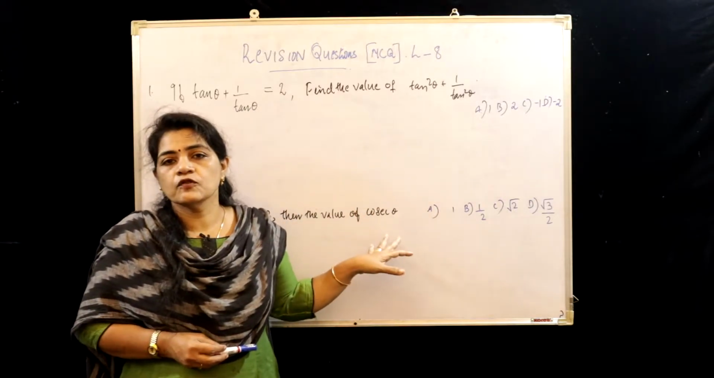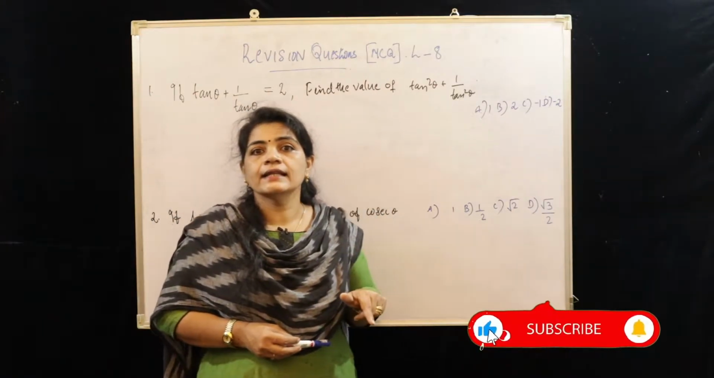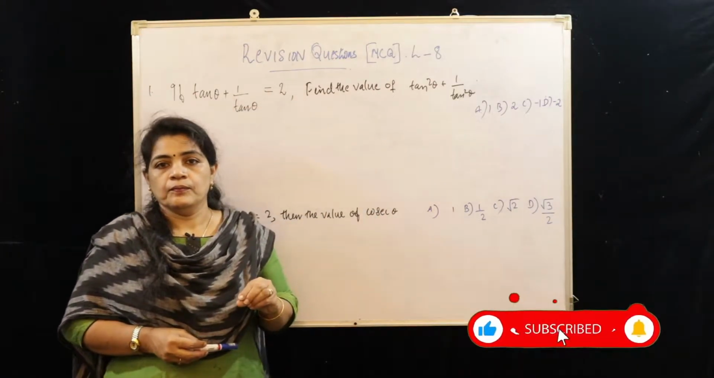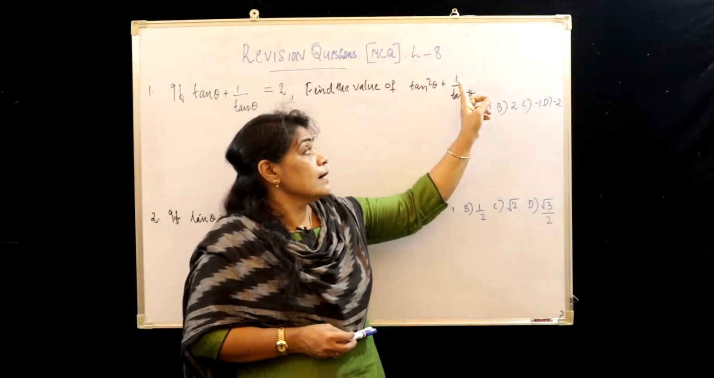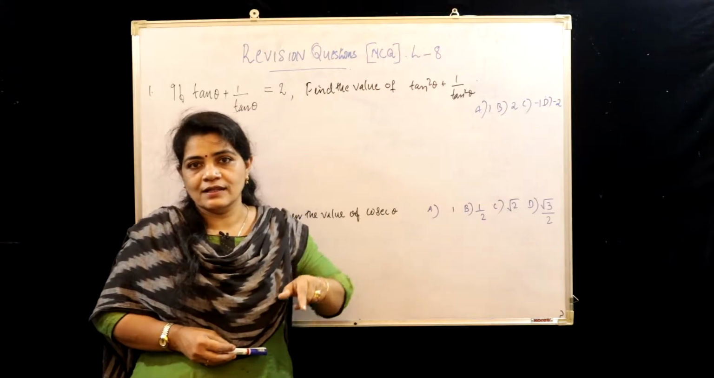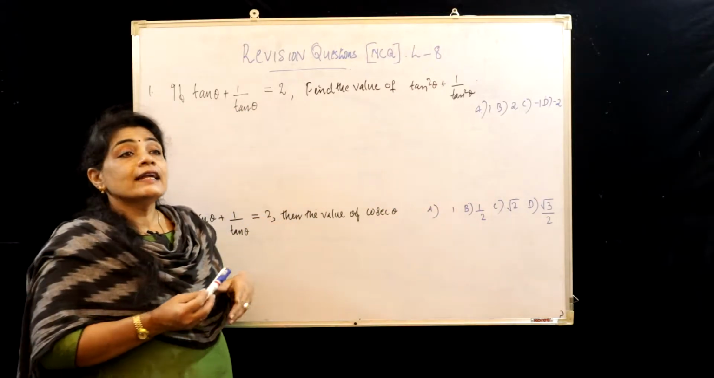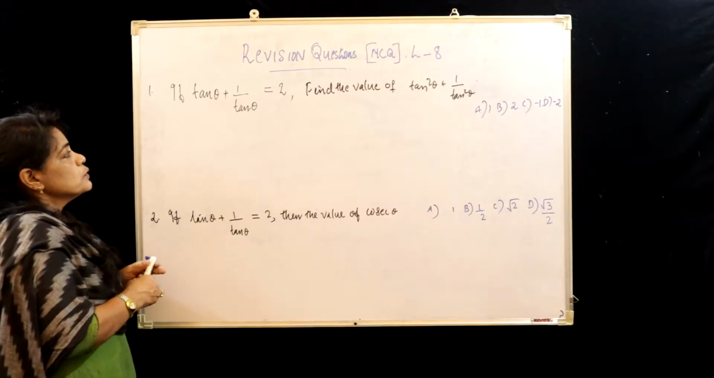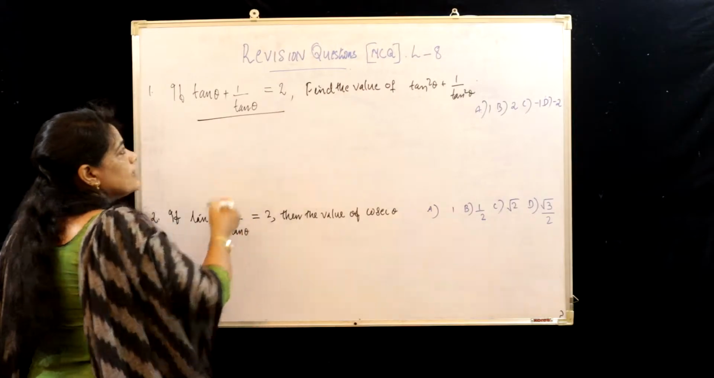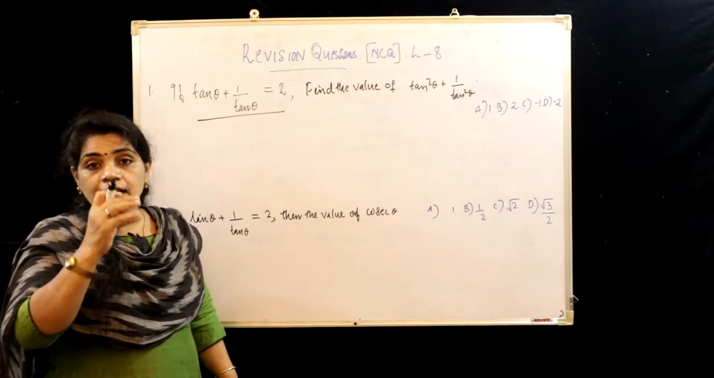Let us move to the first question: if tan theta plus 1 by tan theta equals 2, then what is the value of tan square theta plus 1 by tan square theta? We have four options. So what is given, children? Tan theta plus 1 by tan theta equals 2. This is given, and from there we can develop the steps.